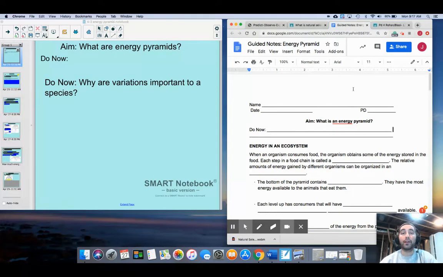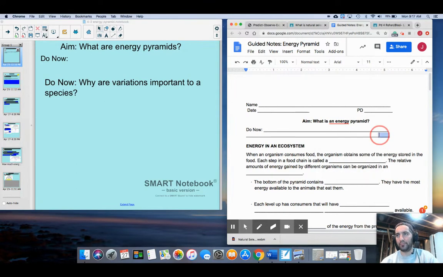All right, so go ahead, open up the agenda and just look it over. All right, we're going to continue. So open up your guided notes, put your first and last name on the top, put today's date, and put the period you have Living Environment. All right, so today's aim is what are energy pyramids, or what is an energy pyramid. It means the same thing.